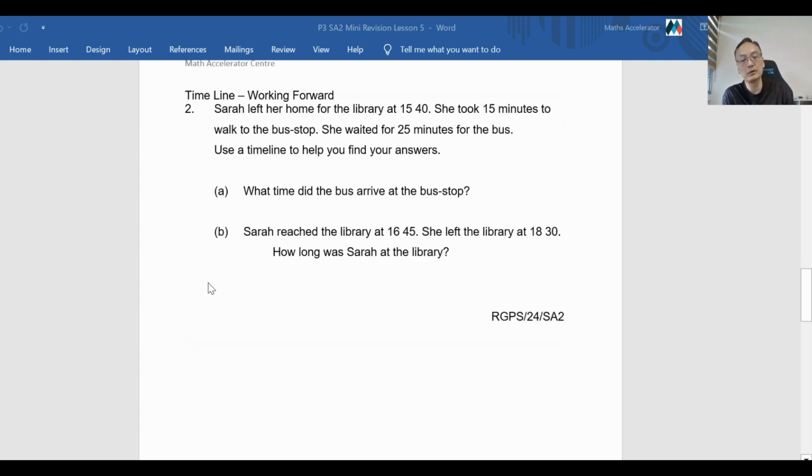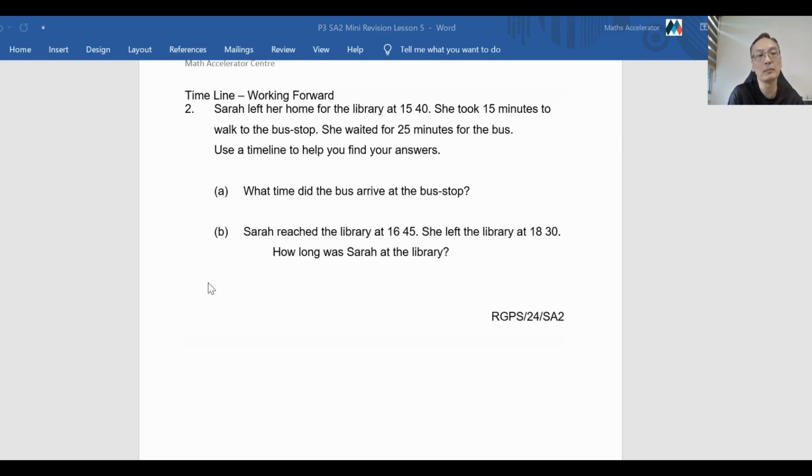Okay, the next question, we're using timeline and we will be working forward. Sarah left her home for the library at 15:40. She took 15 minutes to walk to the bus stop. She waited for 25 minutes for the bus. Using a timeline to help you find your answers, what time did the bus arrive at the bus stop?